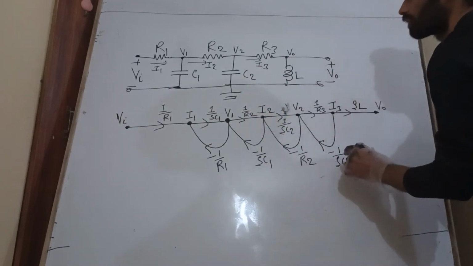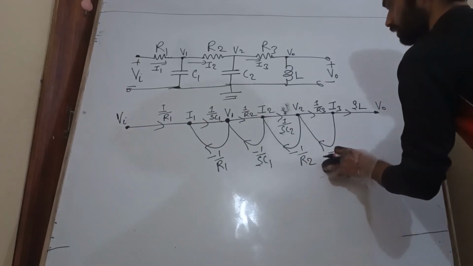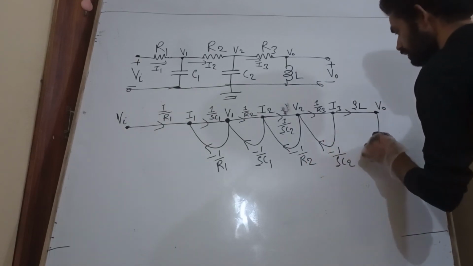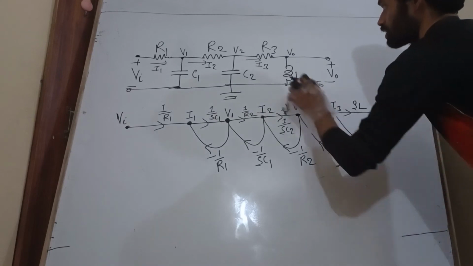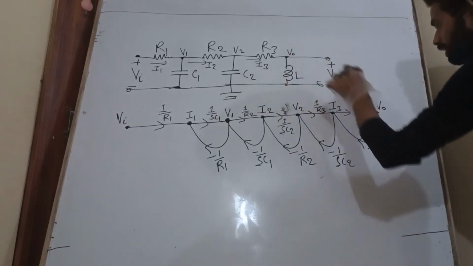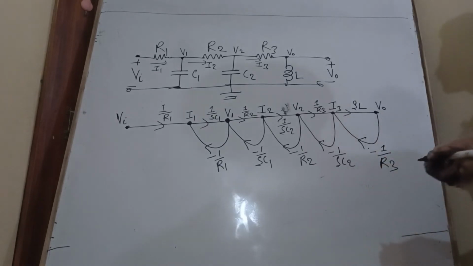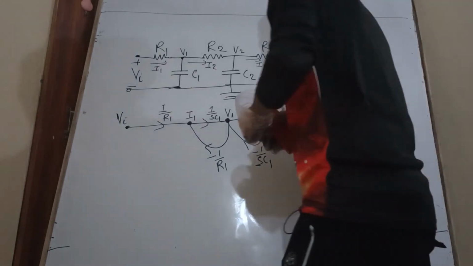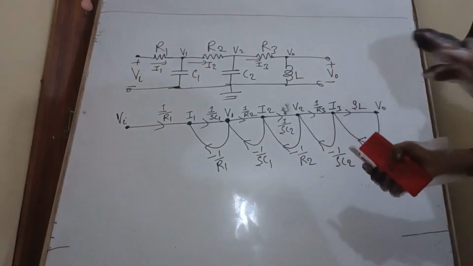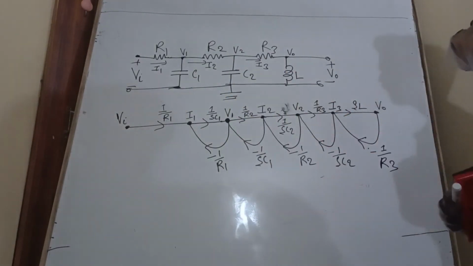Now next one should be admittance. What is the admittance with negative feedback for R3? Minus 1 by R3. So this is the way to write it directly.